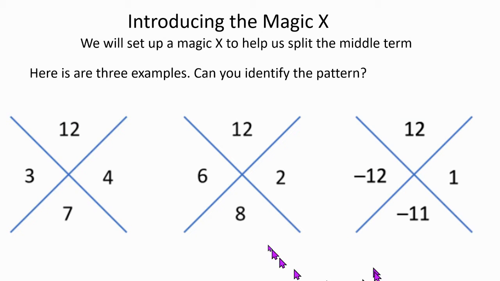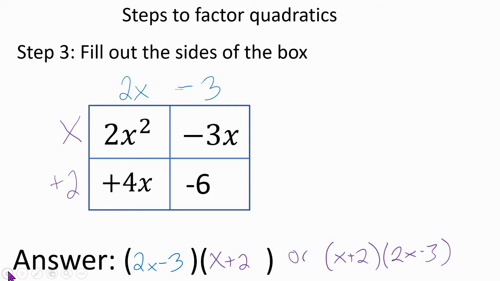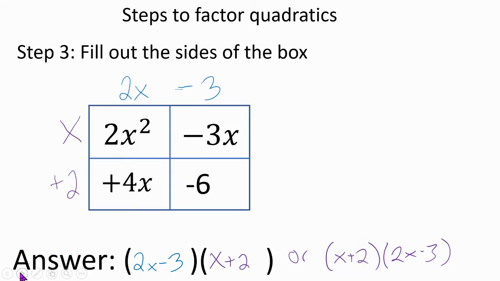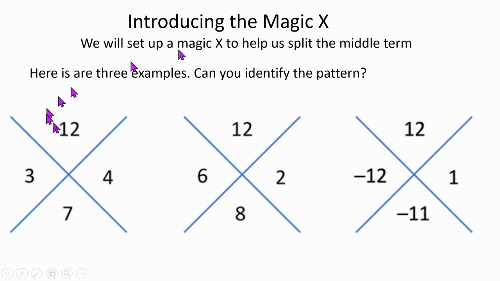Right, so what we're going to do now is talk about the magic X. So hopefully you watched the first video. When we're at step 2, where you have to split that middle term into these side boxes, that's why we use the magic X. So let's take a look at these. Pause the video and try to figure out what pattern you notice. Pay close attention to the numbers on the top, the bottom, and how they relate to the sides.